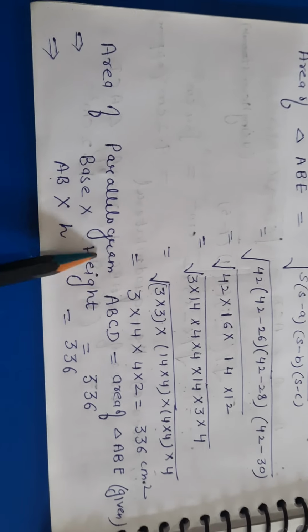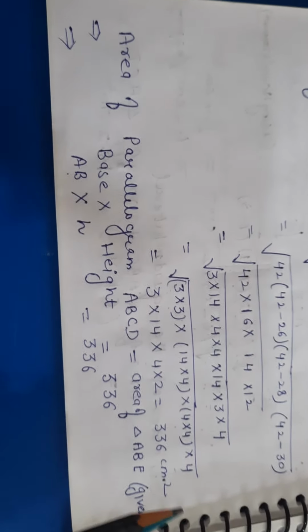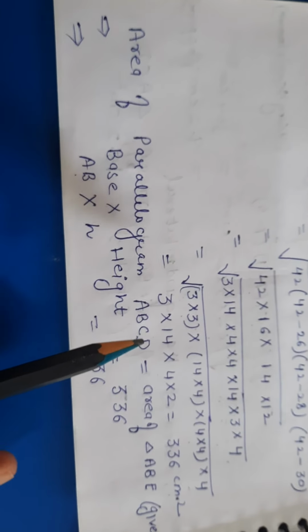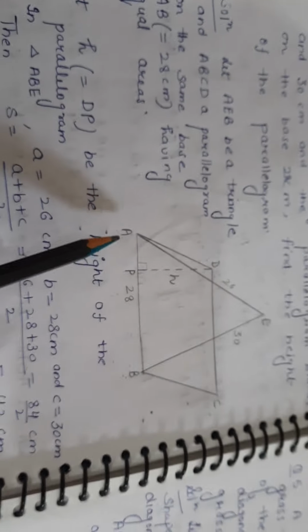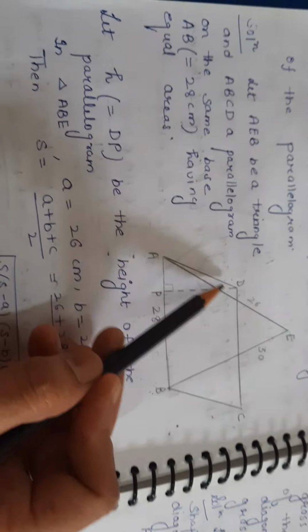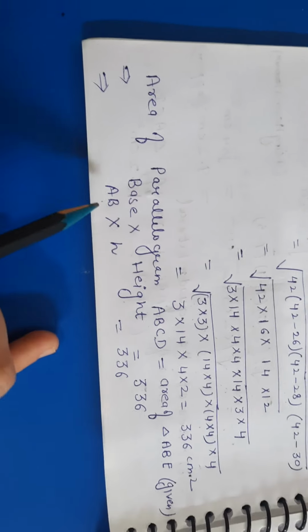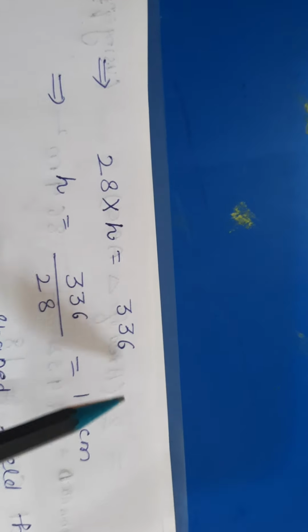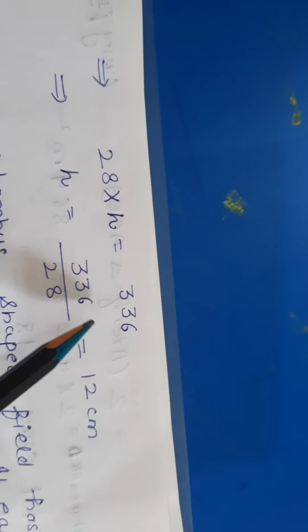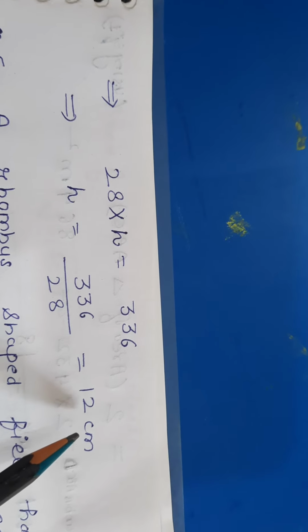Now it is given in the question that the area of parallelogram ABCD is equal to the area of triangle ABE. We know that the area of a parallelogram is base into height. So if you look here, the base is AB and this is your height DP or H. So AB into H is 336. On simplification, 28 into H is 336, or H is equal to 336 divided by 28. This is equal to 12 centimeter.